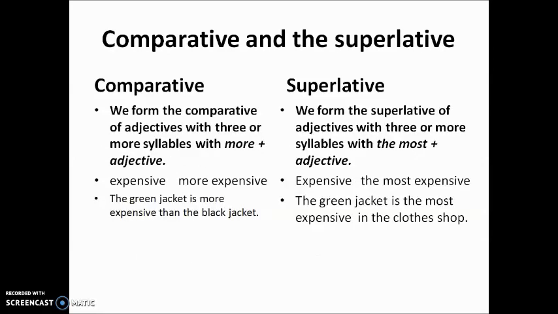We form the comparative of adjectives with 3 or more syllables with more plus adjective. For example, expensive, it becomes more expensive. The green jacket is more expensive than the black jacket. In the superlative form, we form the superlative of adjectives with 3 or more syllables with the most plus the adjective. Expensive, it becomes the most expensive. The green jacket is the most expensive in the clothes shop.